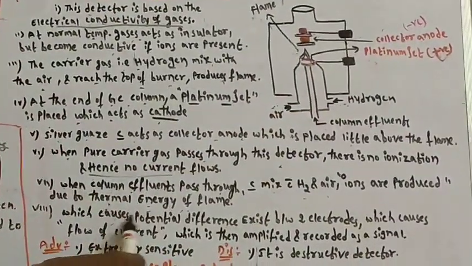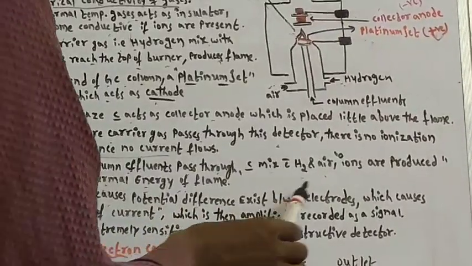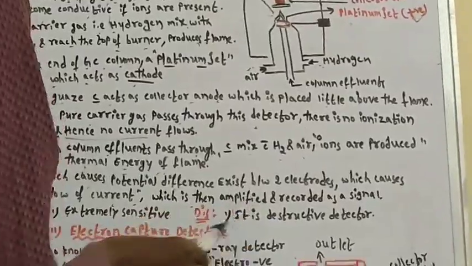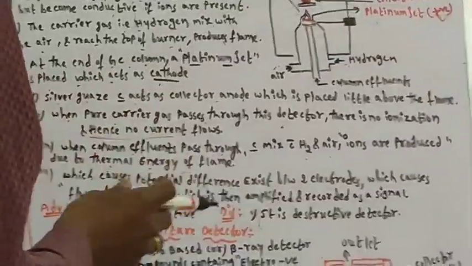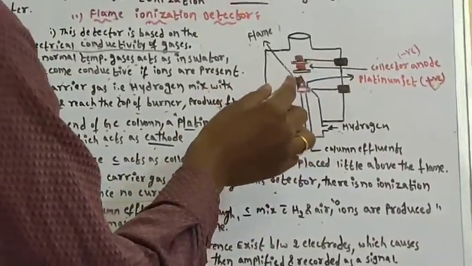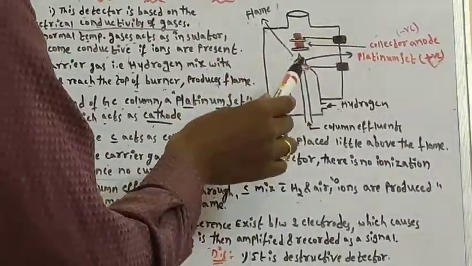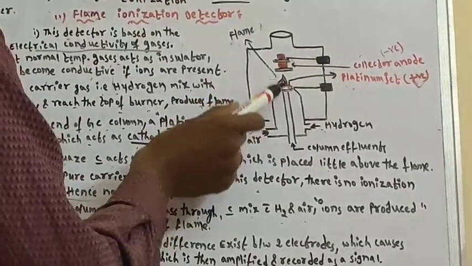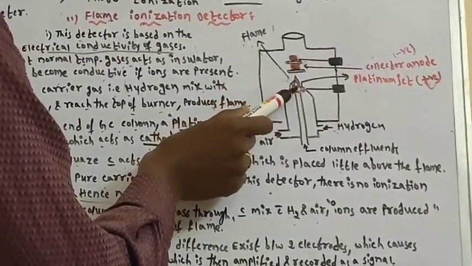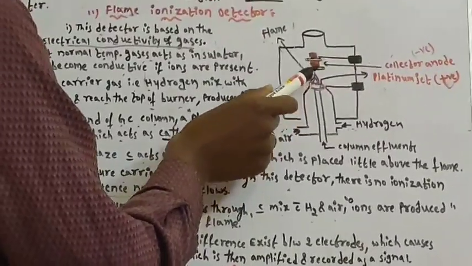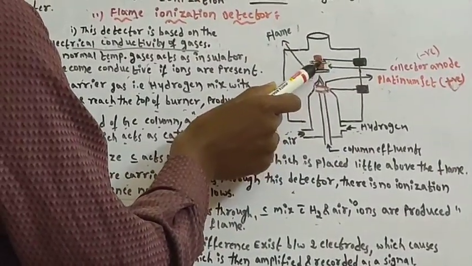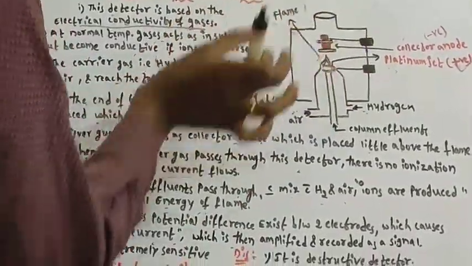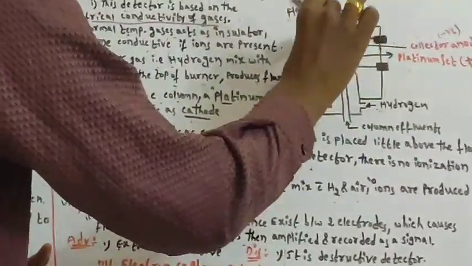Then this causes a potential difference between the two electrodes, which causes flow of current, which is then amplified and recorded as a signal. Here ions are produced due to the thermal energy of the flame. Then it causes a potential difference existing between these two electrodes. Here ions are forming like this. All the ions formed will move to the collector anode. This leads to a potential difference between these two electrodes, which then leads to flow of current.